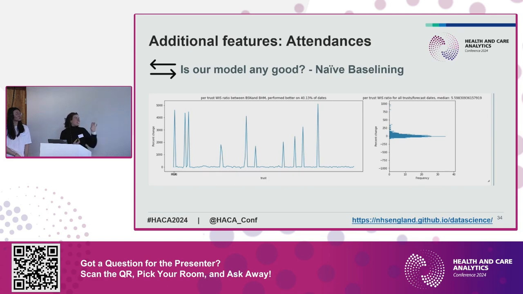And so this chart is a bit complicated, but really the idea of what we were doing was comparing our model to a much simpler model. This is quite often done in data science forecasting, but we were doing some naive baselining. So we took a much simpler model and compared it to the performance of our model, to see if we could justify the complexity that we were using to forecast attendances.